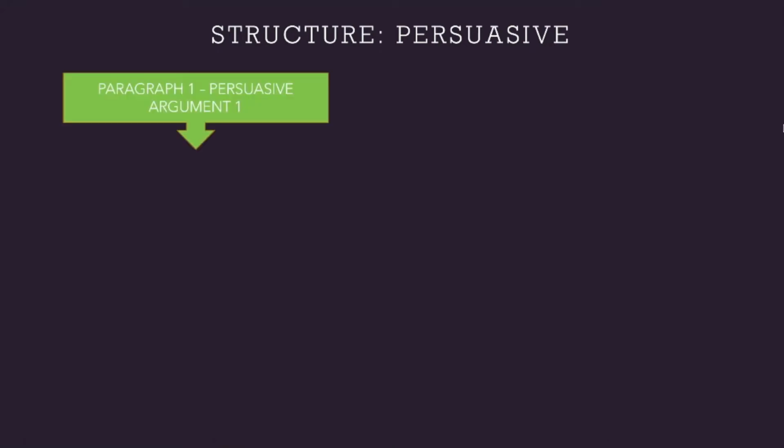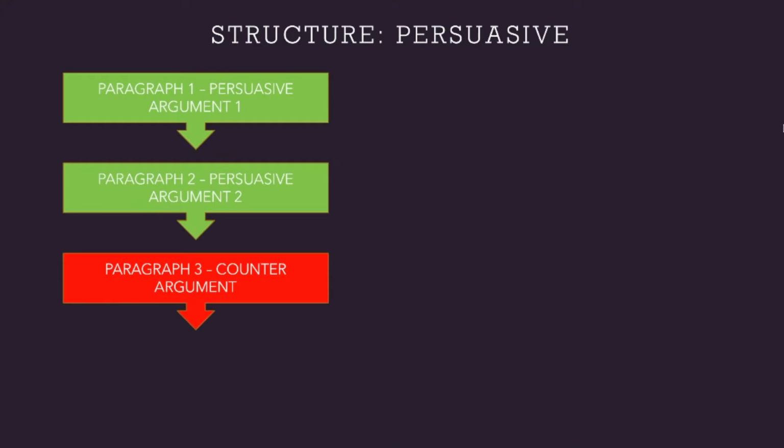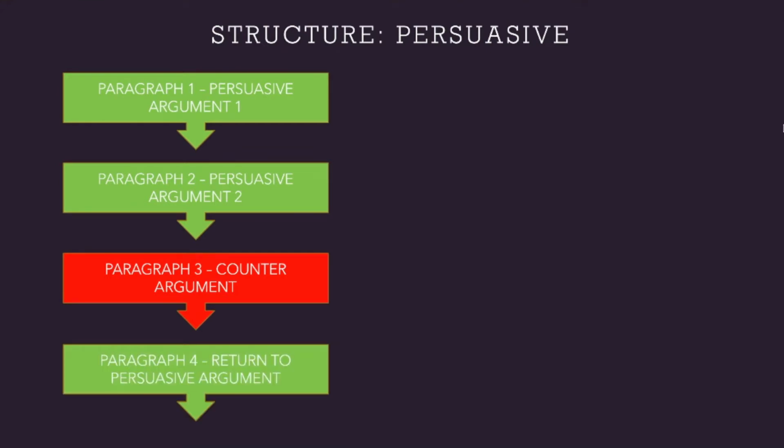What about persuasive essays? Slightly different. I'm going to give you a little technique that I think works for people. So, paragraph 1, your first persuasive argument. Paragraph 2, your second persuasive argument. Paragraph 3, a wee counter-argument. I'll explain more about that in a wee second. Paragraph 4, back to your persuasive argument.